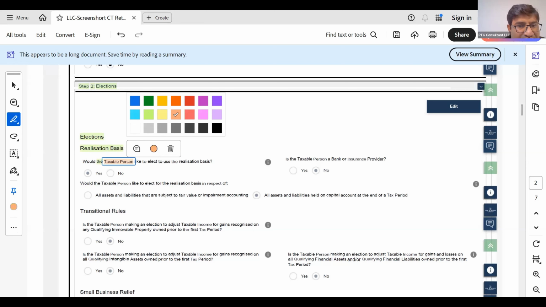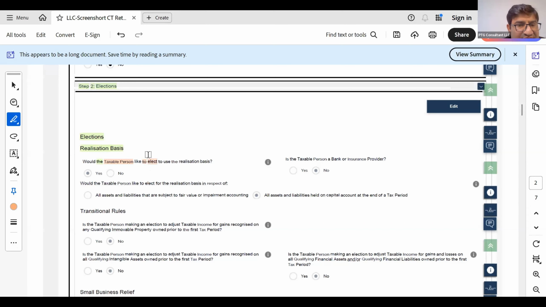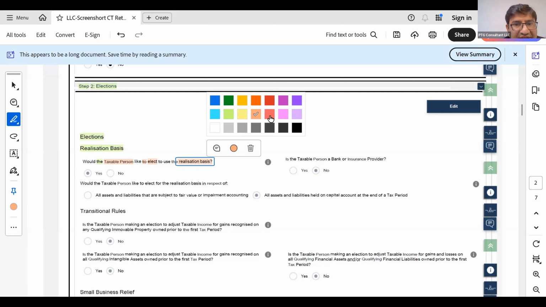Now, FTA gives the option for the election, to elect, because mostly we hear people saying, what is the election? How will it look? How will we opt for that? So here, if we put yes or no, then elect to use the realization basis. We want to use the realization basis or any other.